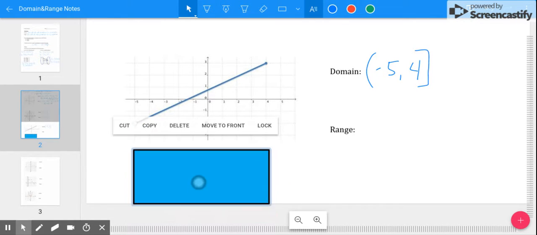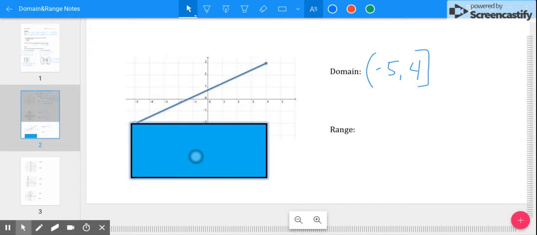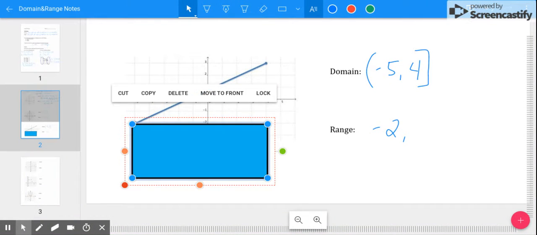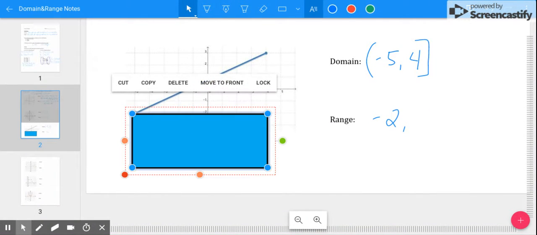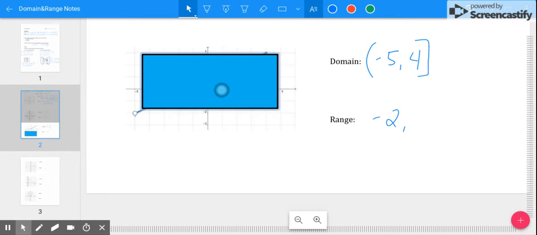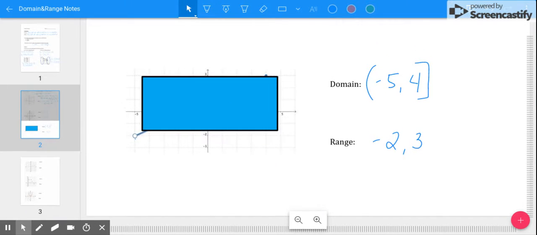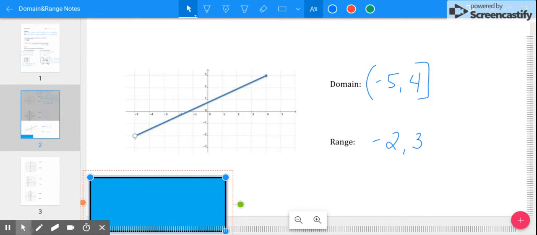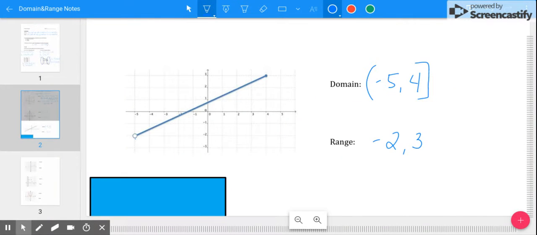For our range then, sliding up to the first place we see the relation, it's right here at -2. And then if we move that index card up to the very tippy top, looks like the last place that it's going to hit the graph is up at y=3. Again, we'll get the index card out of the way so we can see the graph and analyze for notation. At -2, it's an open dot, so a parenthesis, and at +3, it is a closed dot, so a square bracket.